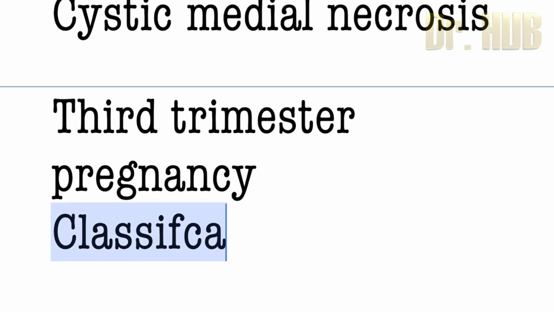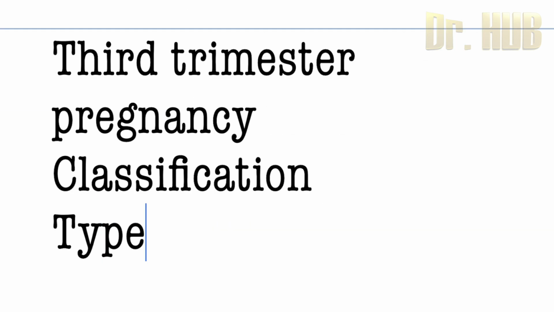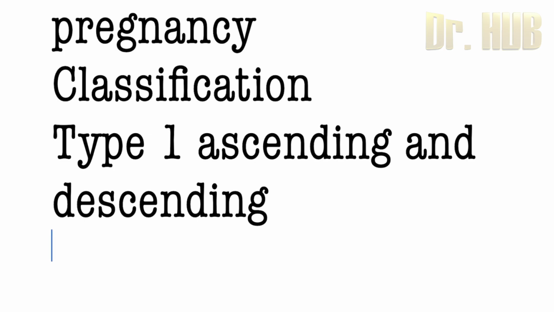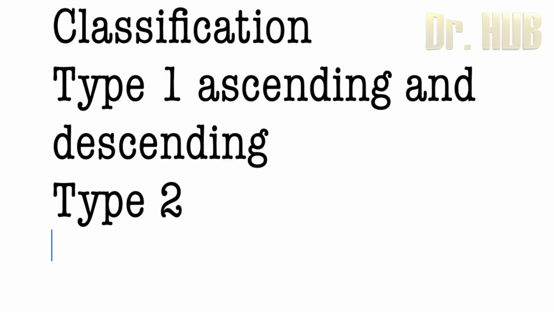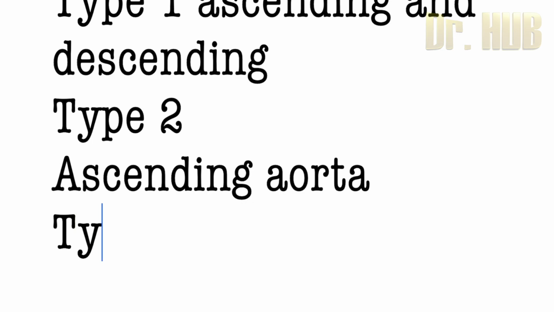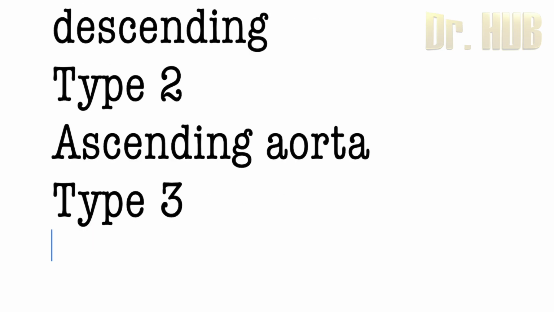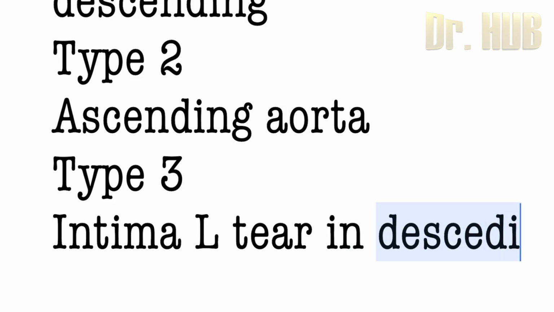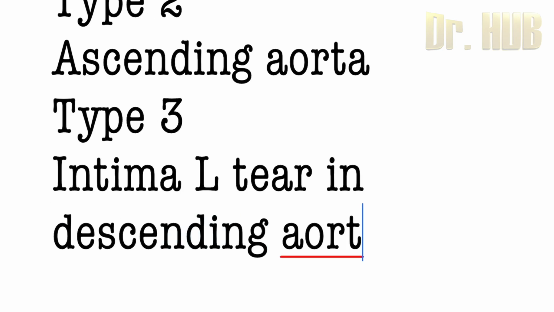Now, how is the classification? There is something known as type 1. Type 1 involves the ascending and the descending aorta. Next comes type 2. Type 2 is limited to the ascending aorta. Then comes type 3. Type 3 involves the intimal tear in the descending aorta with the distal propagation.